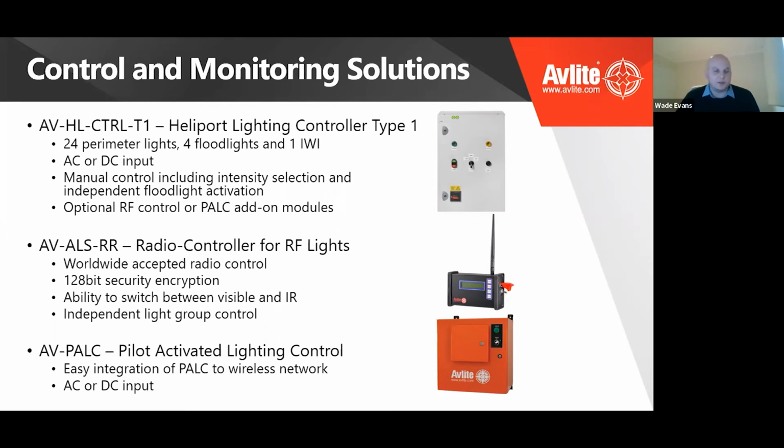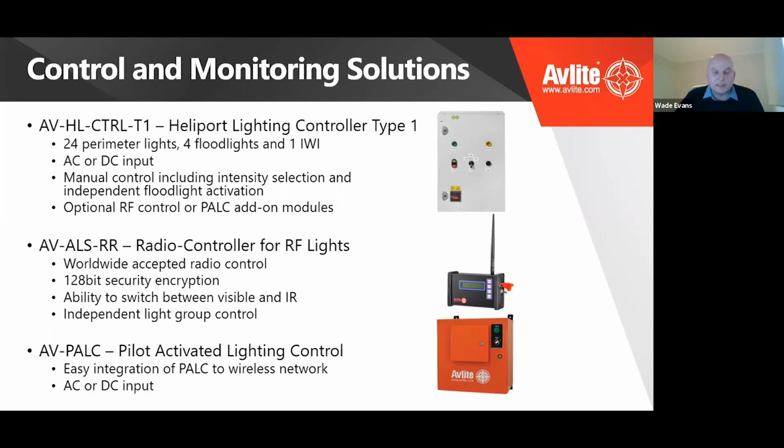This is the handheld controller that you may be familiar with. It's a worldwide accepted radio control on common frequencies globally. It has 128-bit security encryption, the ability to switch between visible and IR through the controller itself, and independent light group control is also supported. It supports up to 16 light groups, so based on how you've configured the network, you can actually set up different light groupings to enable different components of the helipad to turn on at different times.